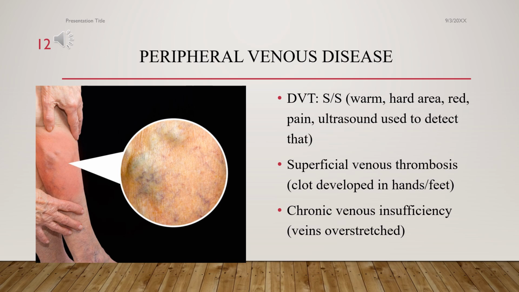We can have superficial venous thrombosis. So these are clots developed in the hands or the feet. And then chronic venous insufficiency. So our veins are just too overstretched, too overworked. They're not expanding and contracting like they should to be able to move that blood upward toward the heart and the lungs.